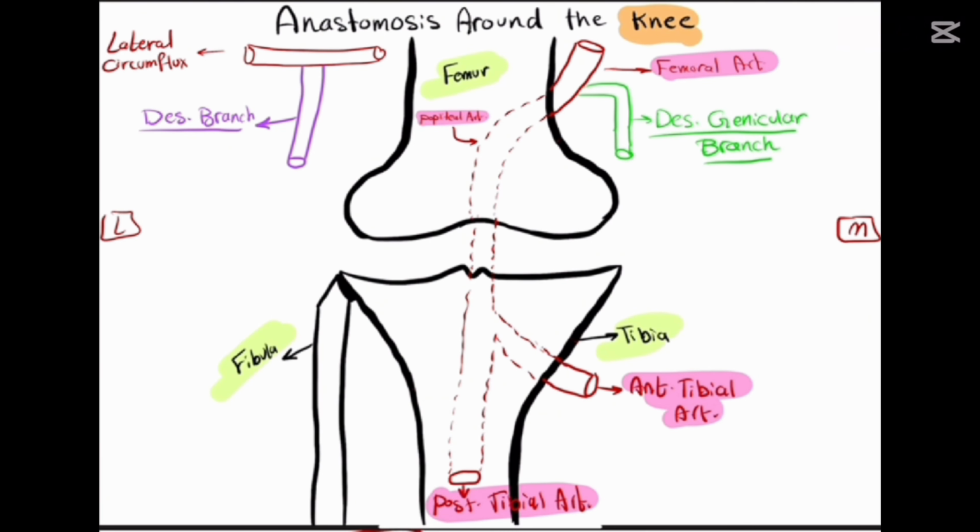So what are the branches of the popliteal artery? We have four. First two are the superior and inferior medial genicular branches. The other two are the superior and inferior lateral genicular branches.